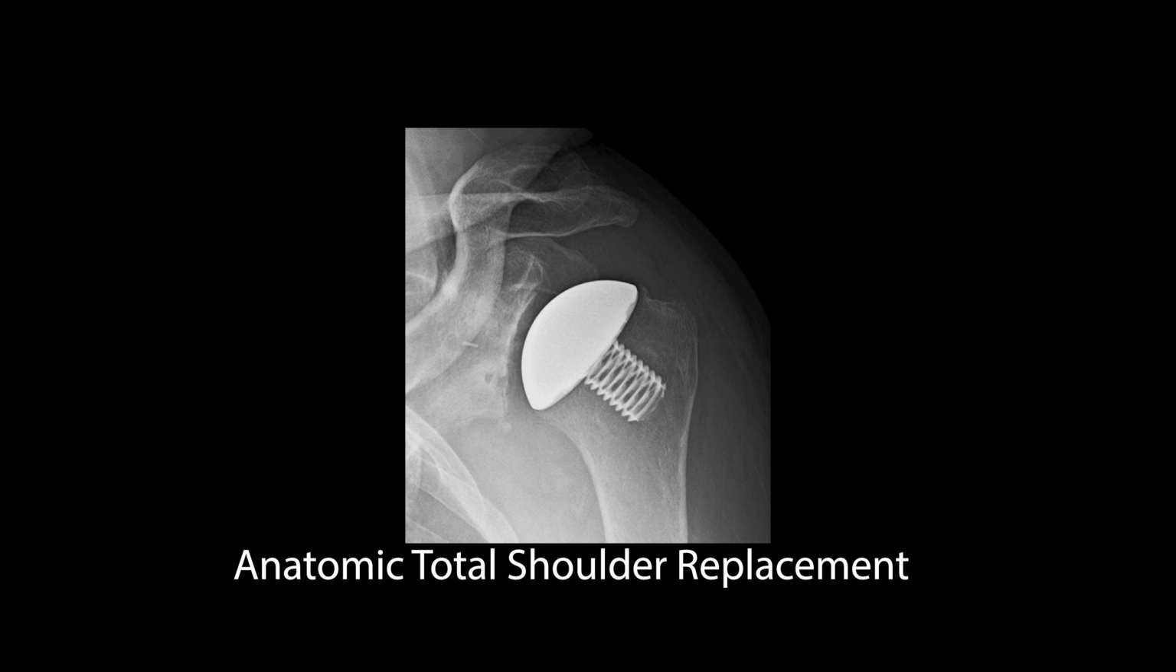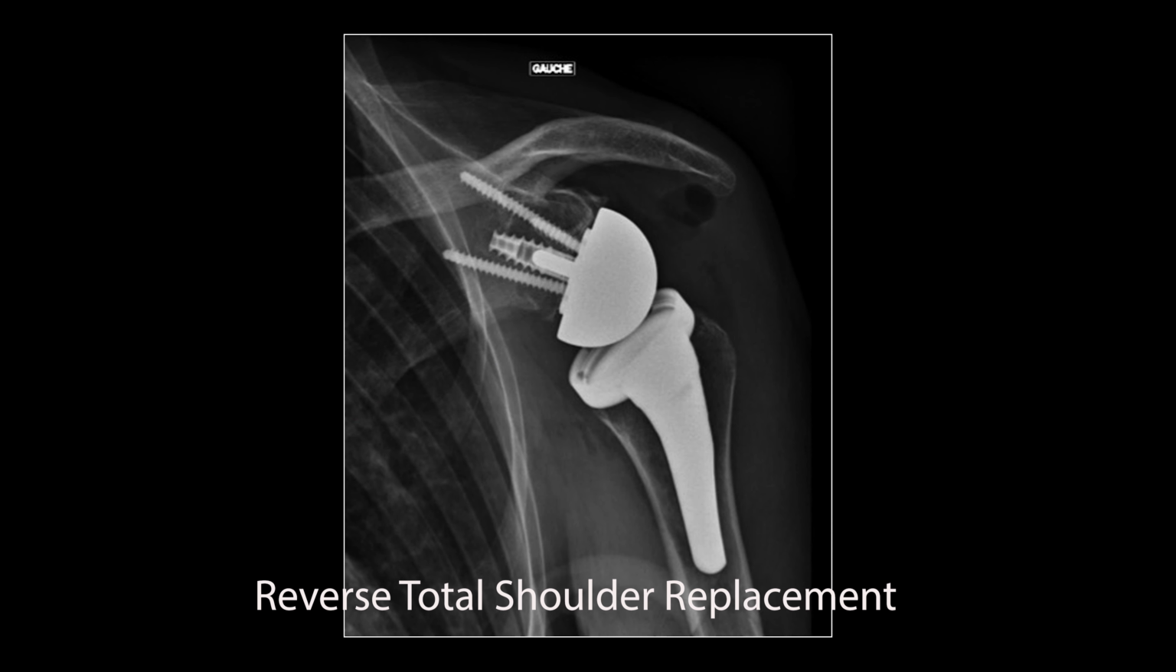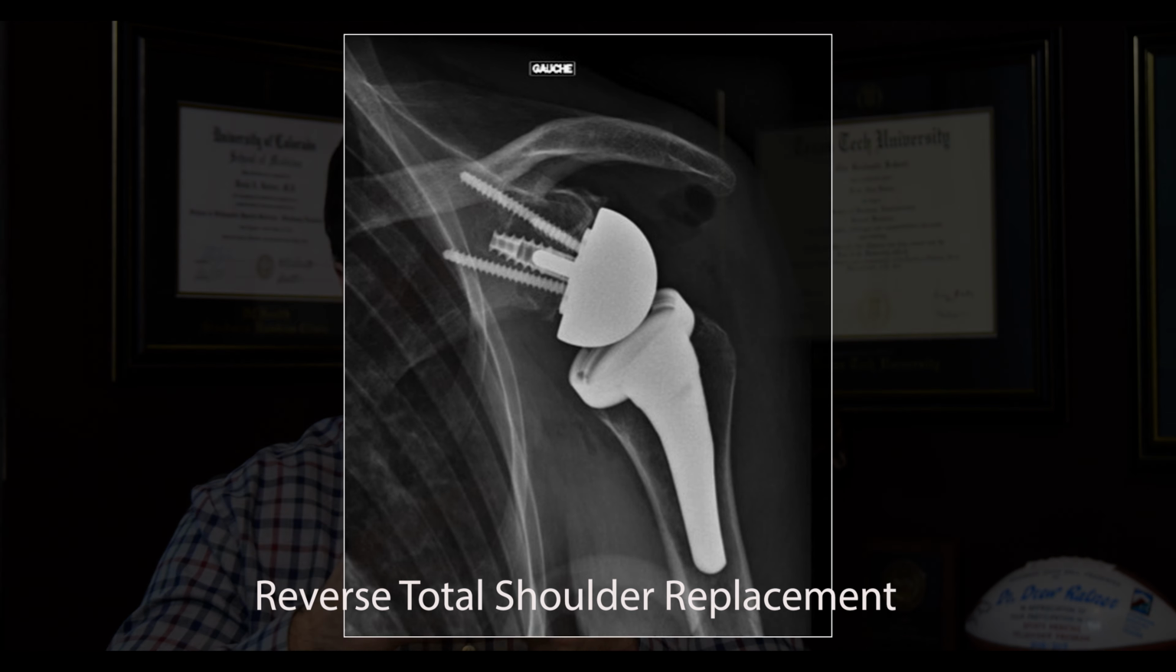In a reverse total shoulder replacement, the socket is actually replaced with a small metal ball, and the ball, or the head of the humerus, is replaced with a socket type device that has a plastic piece in between, thus reversing the anatomy of the shoulder.